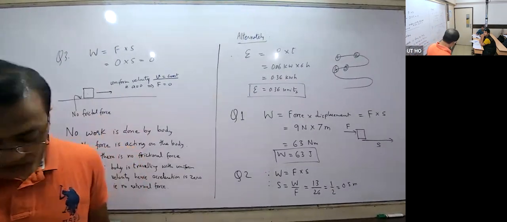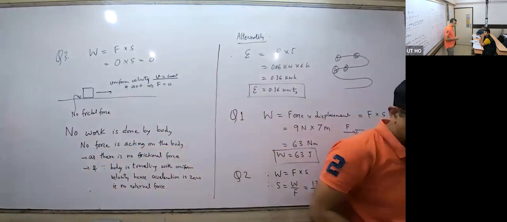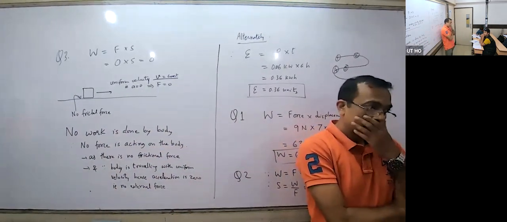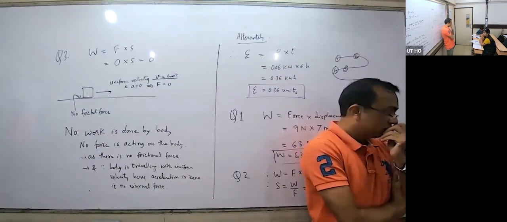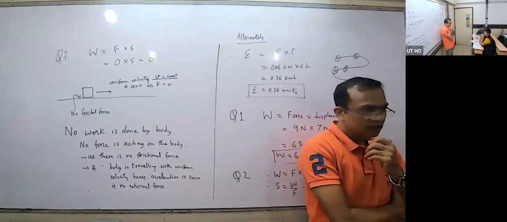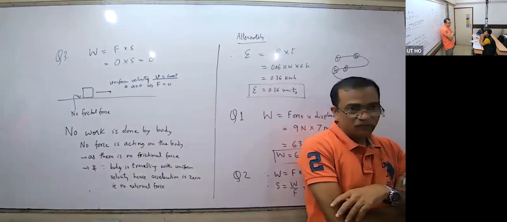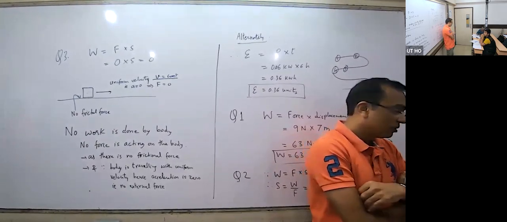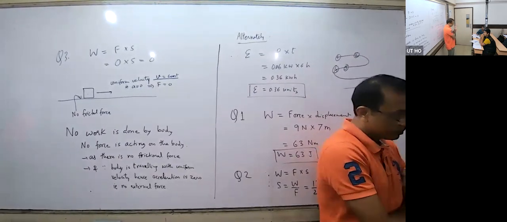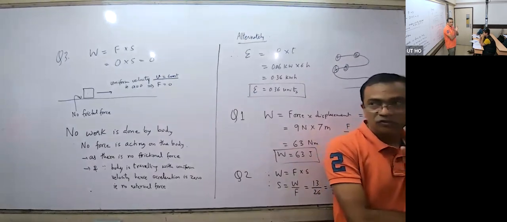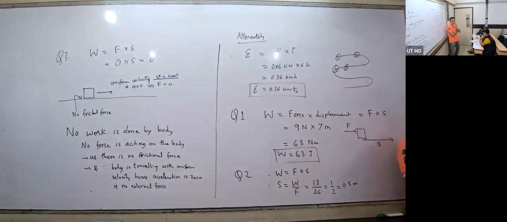Can you think of any situation? On ice, right? Ice. Very minimal frictional force or almost no force. Or in space, if the body is in motion, it will continue to be in motion. There has to be somebody to stop the motion. Okay.